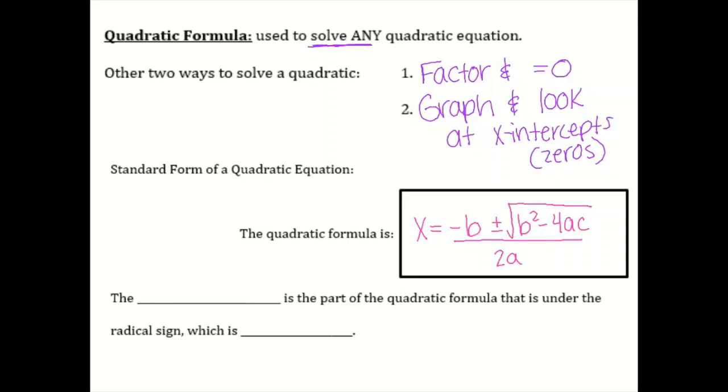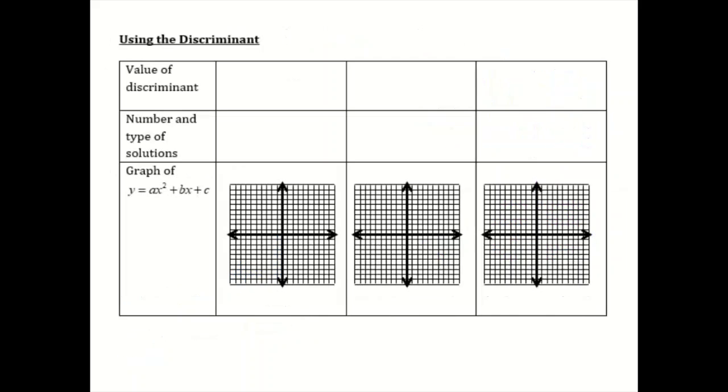But there's a piece of it called the discriminant. The discriminant is the part of the quadratic formula that is under the radical sign. So it's the part here that's under the radical sign. So it's that b squared minus 4ac. So that's what we're looking at there. So the discriminant gives us information, okay?